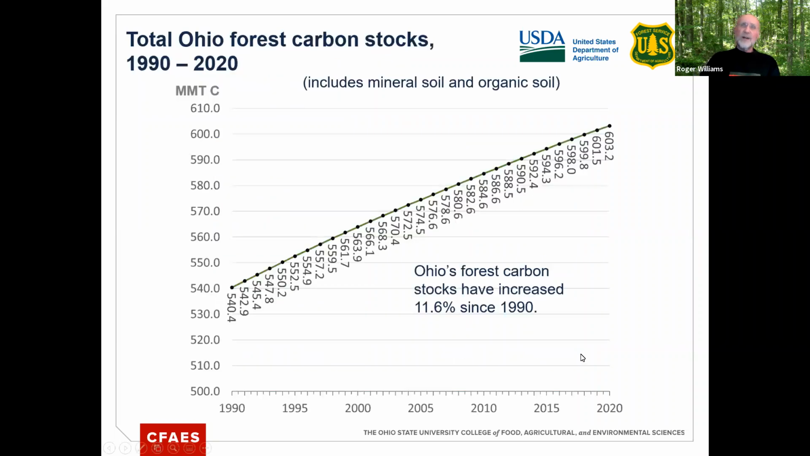Now, if we take a look at Ohio, Ohio likewise saw an increase in the forest carbon stocks from 1990 to 2020. The total forest carbon stocks increased about 11.6%, or a gain of about 63 million metric tons over this period of time. And again, this also includes the mineral and organic soil carbon.